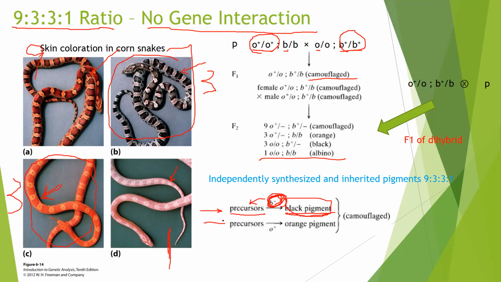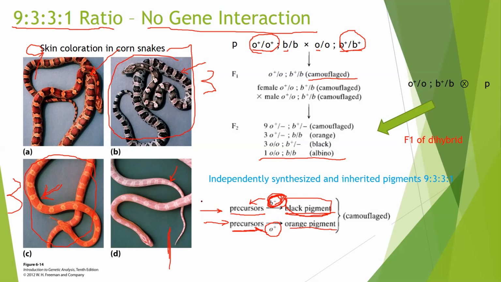There's another biological pathway. So some different precursor, still colorless. If there's a wild type O allele in this individual, this gene will produce some functional enzyme which is working on the precursor and will transform this colorless precursor into orange pigment.